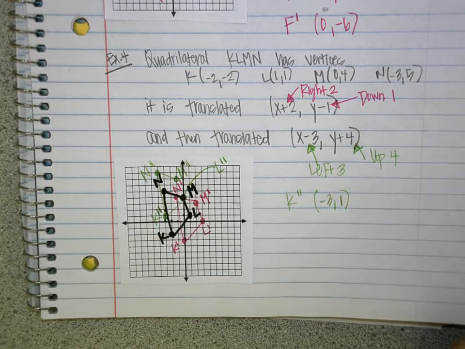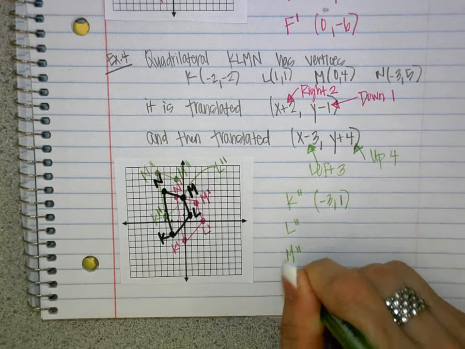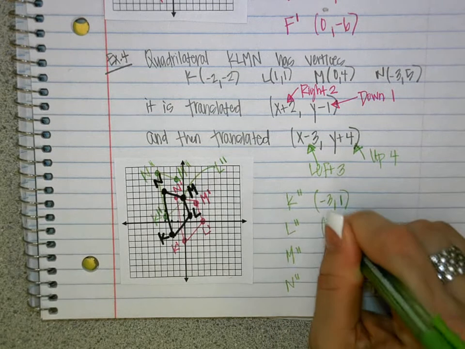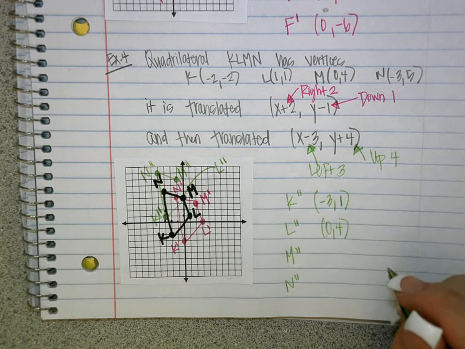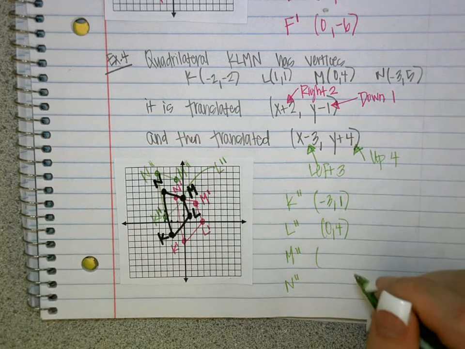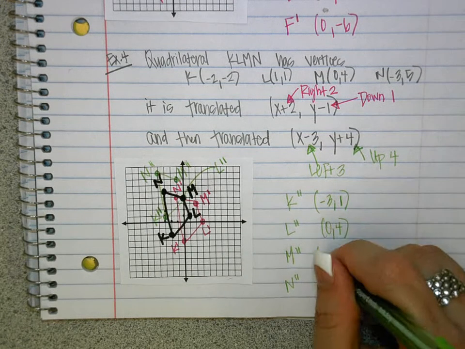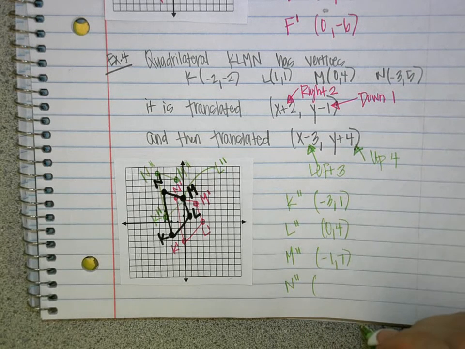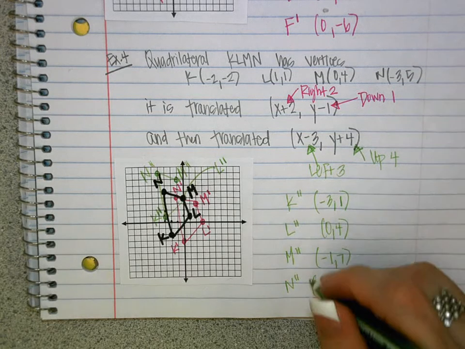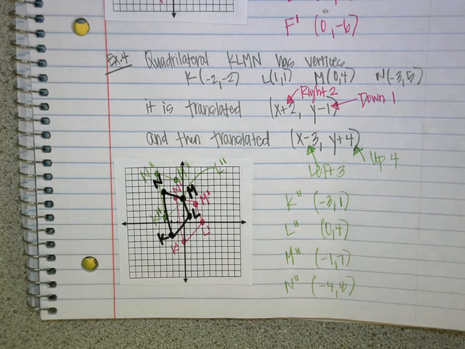What would your L double prime location be? It should be at 1, 1. What is your M? Never mind, I was looking at the wrong one. Your M double prime should be where? -1, up 7. And then finally your N double prime: -4, up 8. Okay, anyone have questions on how I did that?